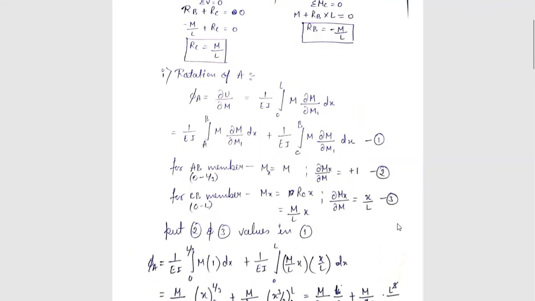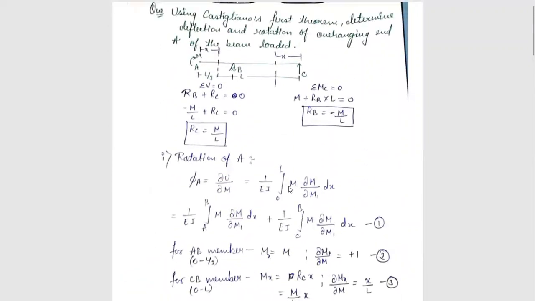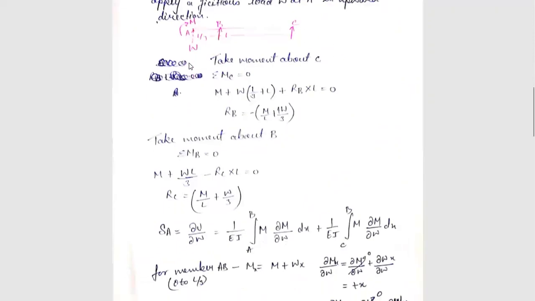Put these two values in equation number 1. Then phi A equals 1 upon EI, integral 0 to L by 3 of M into 1 dx, plus 1 upon EI, integral 0 to L of M upon L x into x by L dx. Equate it, and the phi A value, the rotation at point A, will be 2ML upon 3EI in the clockwise direction, because the moment given in the question is also in the clockwise direction.